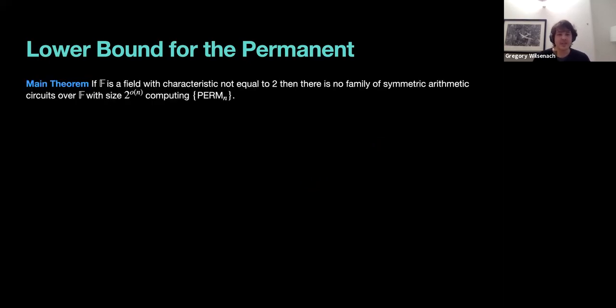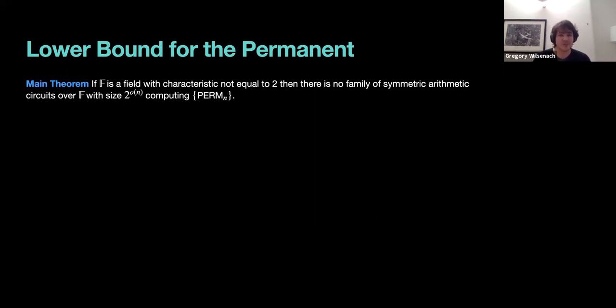Okay, so now for the main result, that'll be the rest of the talk, and that's the lower bound for the permanent. The formal statement of this, which isn't actually the formal statement in the paper, but it has since been strengthened, is that if you take any field of characteristic other than 2, there's no family of symmetric circuits over that field of sub-exponential size computing the permanent.